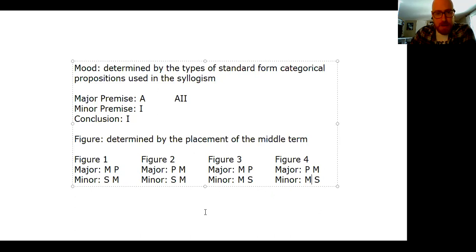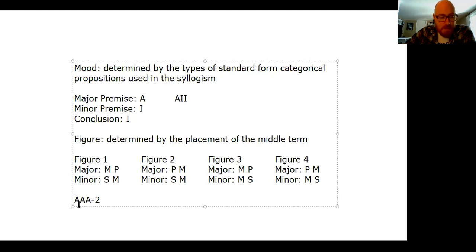Now, as I mentioned in a previous video, since categorical syllogisms depend upon distribution rules of propositions in order to be valid or invalid, if you just get familiar with moods and figures here, you can look at the mood and figure of a syllogism and be able to tell whether it's valid or invalid. So for example, let's start with an easy one. Let's go with an AAA2.